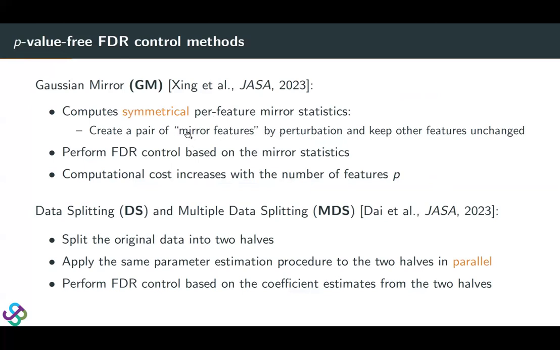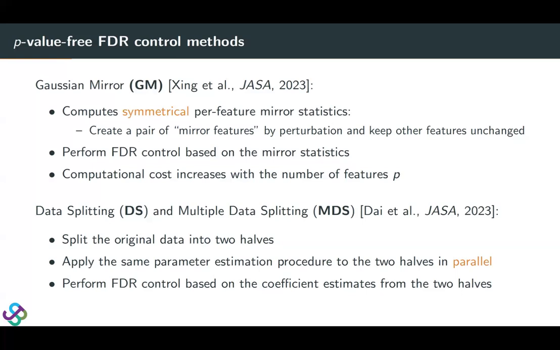That is, we add a small Gaussian noise to each feature and we subtract the same amount of Gaussian noise from each feature. So this pair of mirror features should be similar to each other. And then we can use them to see, if a feature is not significant, then its mirror features' coefficient estimates may be one positive, one negative. We can see that they are surrounding zero.